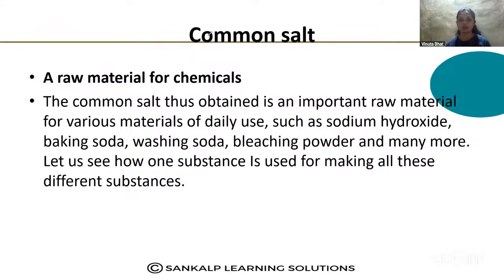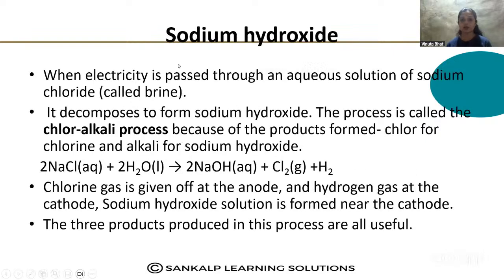Okay, so first thing, sodium hydroxide. How is sodium hydroxide, NaOH, obtained? Sodium chloride is used as a raw material to prepare sodium hydroxide. That process is commonly called the chlor-alkali process. So why is it called the chlor-alkali process? Let us see the experiment related to this.